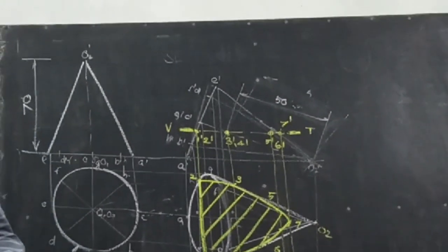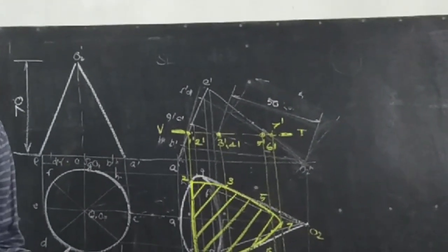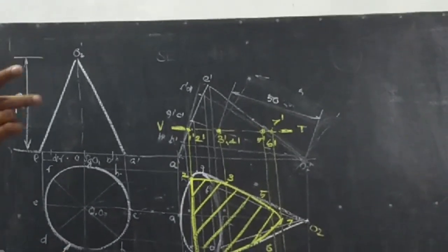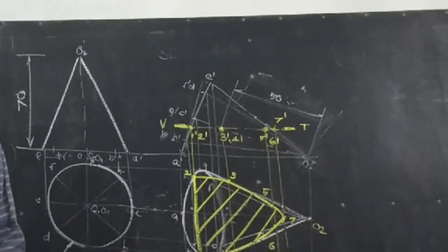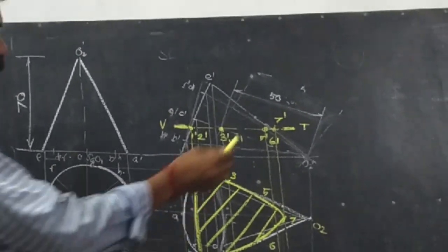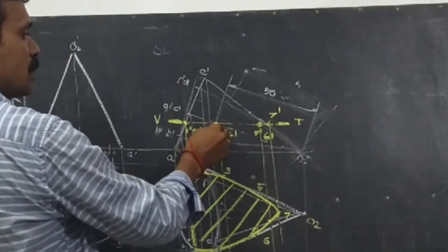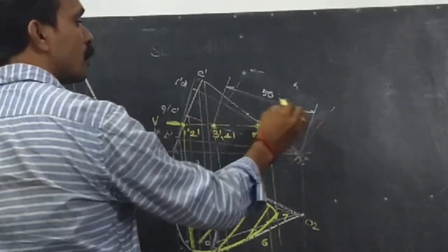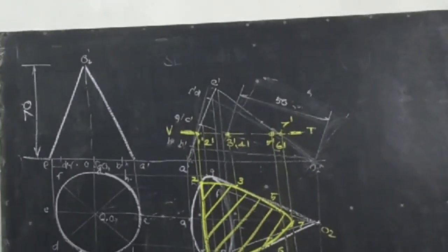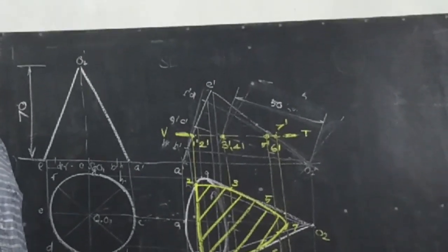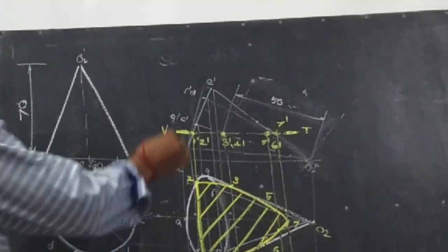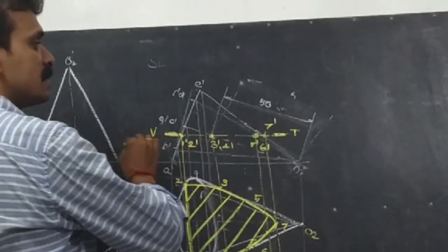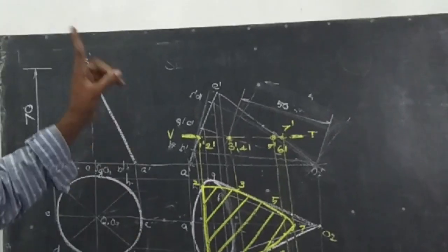So it is given that it is cut by a horizontal section plane which is passing through a point on the axis 50 mm from the apex. So from the apex at a distance of 50 mm through the axis. So we have located the point, draw a horizontal line. That will be the vertical trace, that will be the cutting edge. Mark it as vertical trace.